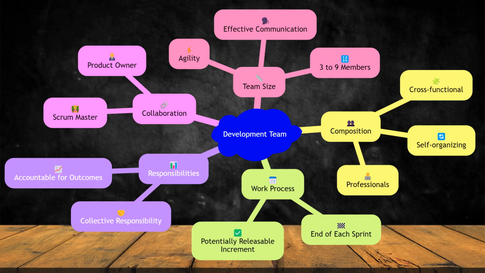They are self-organizing and cross-functional, meaning they have all the skills necessary to create the product increment without depending on others outside the team. The development team is collectively responsible for the work and accountable for the outcomes. They collaborate closely with the product owner and Scrum Master to ensure alignment with the project goals. The team's size is typically small, usually between 3 to 9 members, to maintain agility and effective communication.